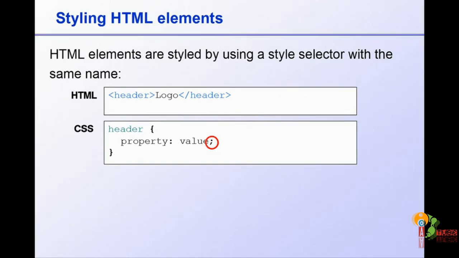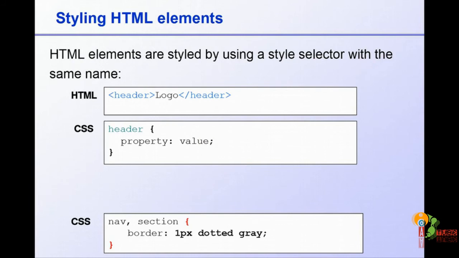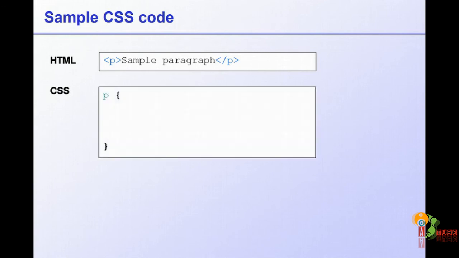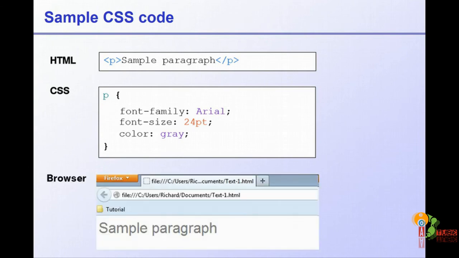If we want to apply the same styles to more than one selector in one go, we can use commas and have a list of selectors. So in this example, all text inside all paragraph tags will be given a style of Arial font, a size of 24 points, and the colour grey. Armed with that knowledge, we can now begin our work on styling.